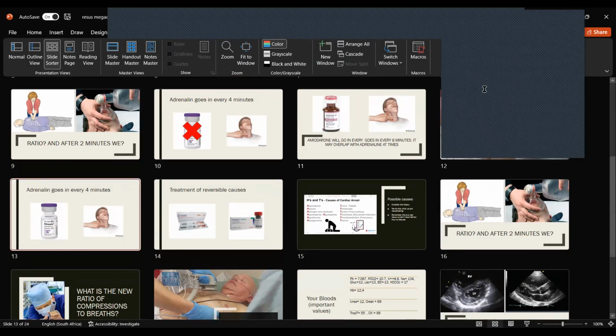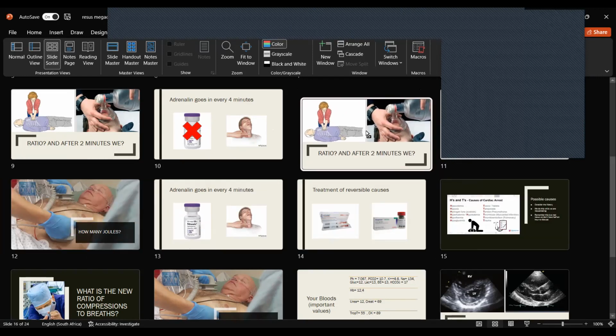No, not amiodarone. It's a good guess, but amiodarone is for shockable rhythms, not non-shockable rhythms. Remember, we're not shocking him now. So we've given him CPR, given him 1 adrenaline, and after 2 minutes, we've done a pulse check. We haven't gotten anything. So very good. We should continue CPR.